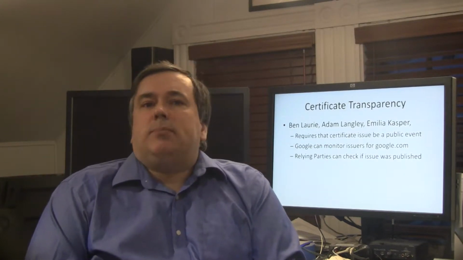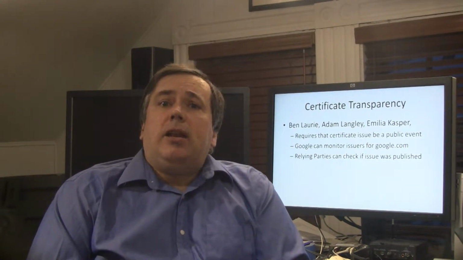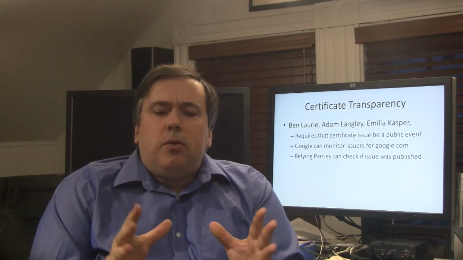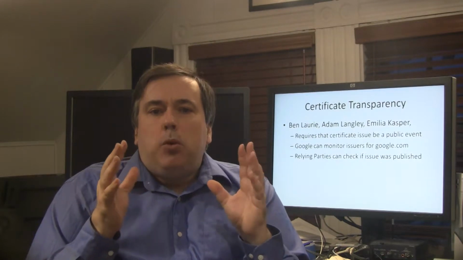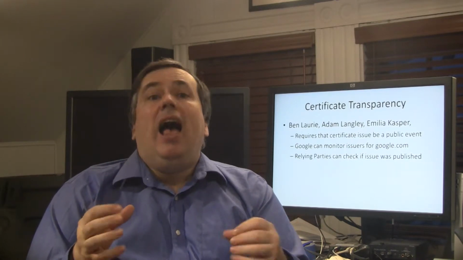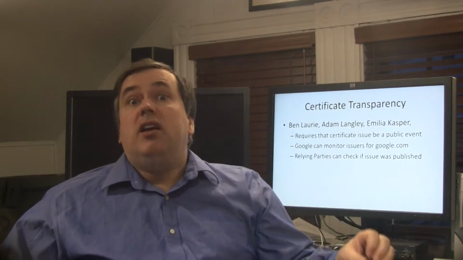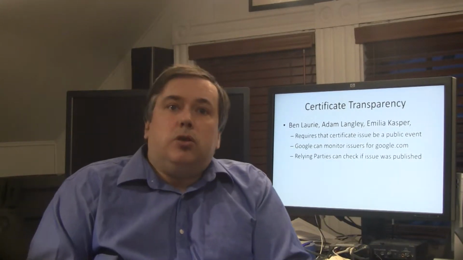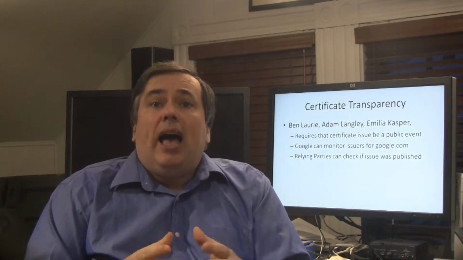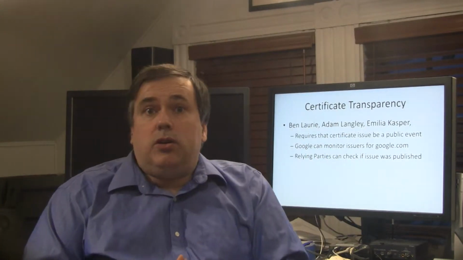And this is where certificate transparency comes in. Certificate transparency began as a project at Google, led by Ben Laurie with Adam Langley and Amelia Casper. The problem we were trying to solve here was to make the web PKI stronger by requiring certificate issue to be a public event. This would then allow Google to monitor the issue of all certificates on the web for CAs issuing bogus certificates for google.com and also for other domains. And this would allow them to spot CAs that have gone rotten more quickly and easily than they could before.